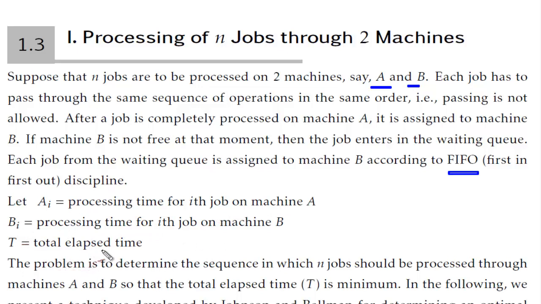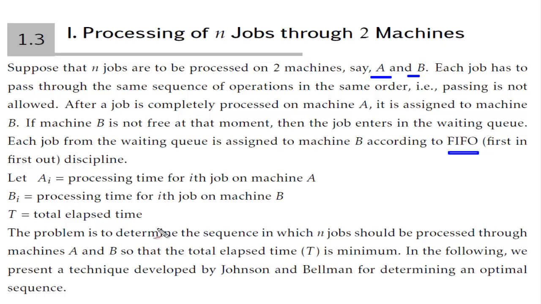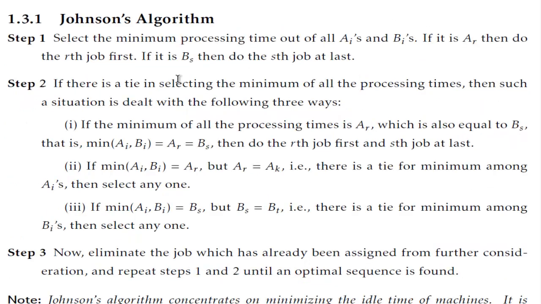So what our motto or our objective is to minimize the elapsed time. Okay, total time जो आपका लगेगा, that you have to minimize, and this is done by Johnson and Bellman. So we usually call it Johnson's algorithm. So let's go through this now. So what is Johnson's algorithm here?